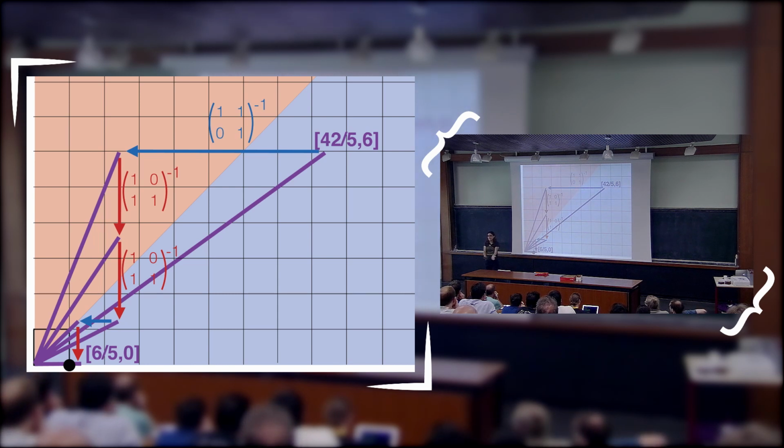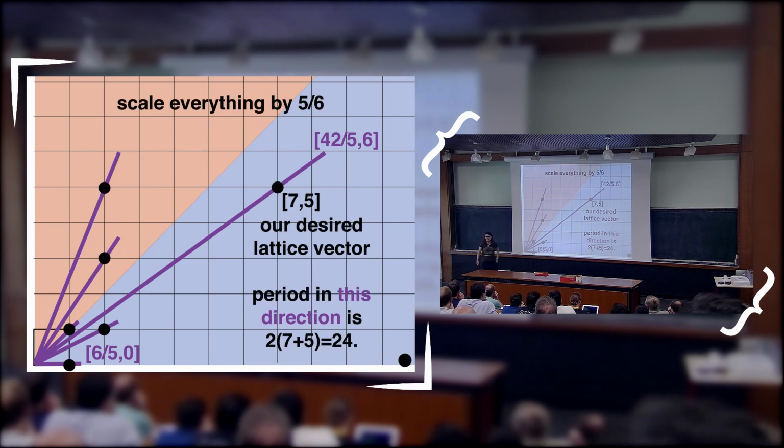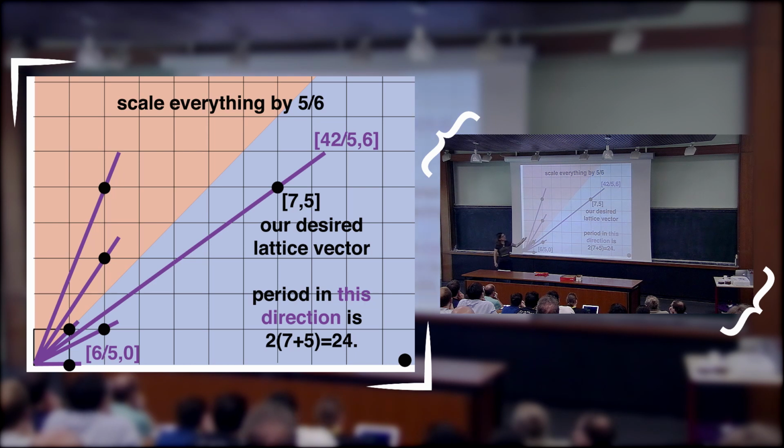Now we wanted to get back to 1, 0. So all you have to do is scale everything by 5/6. And then you figure out what your saddle connection vector is in this direction. It's 7, 5. And so now if we want to know what the period is in this direction, well, it's 2 × 7 + 5, which is 24. Pretty good. All right. OK.